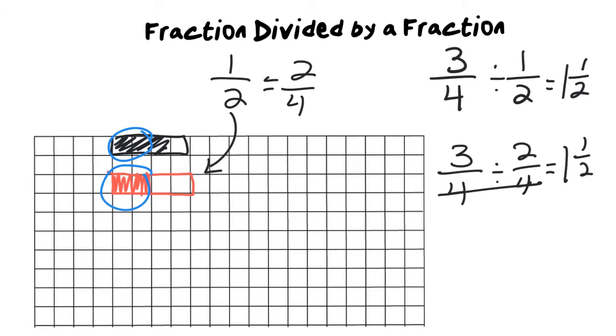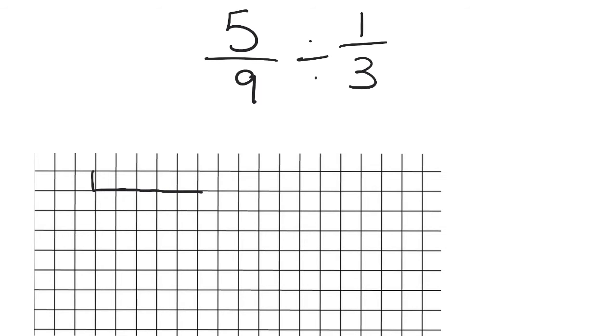Okay, let's look at another example. Let's do 5/9 divided by 1/3. So first I'm going to draw the model here. 1, 2, 3, 4, 5, 6, 7, 8, 9. Okay. So here's 9, and I have 5 of these. Okay, and then I'm dividing that by 1/3.